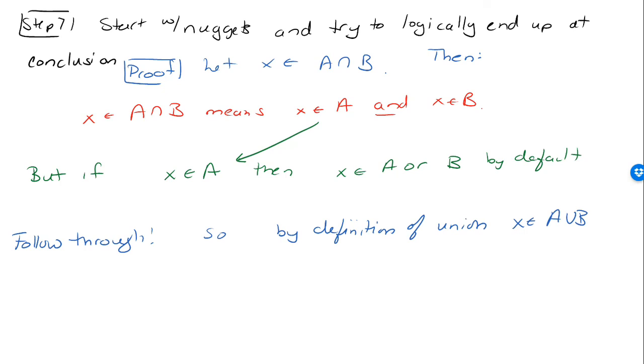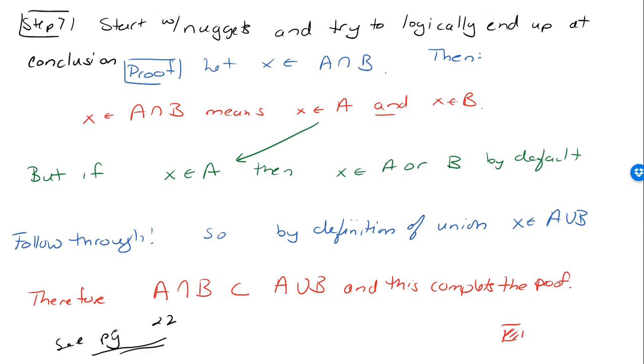So what you're really supposed to say is, by definition of union, X belongs to A union B, and therefore write down the conclusion: A intersect B is contained in A union B, and this completes the proof.